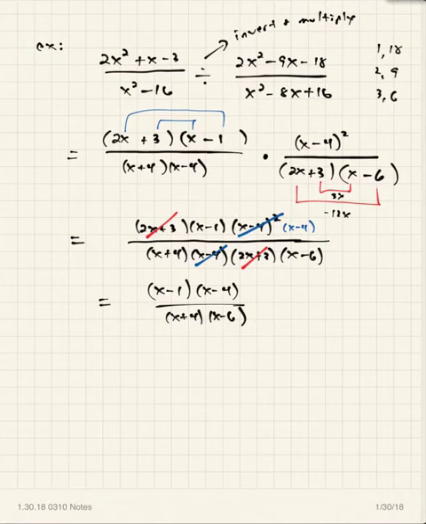Okay, so what you just need to be careful about is that there's lots of factoring. Take your time with the factoring, and it's going to take some practice here.